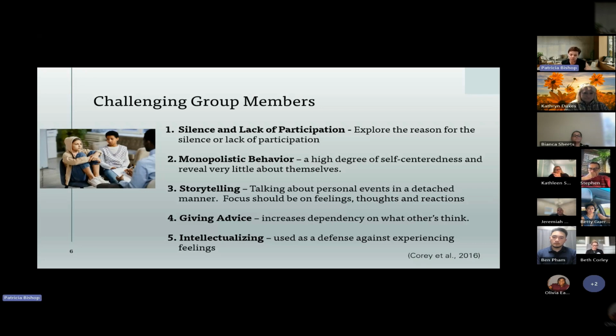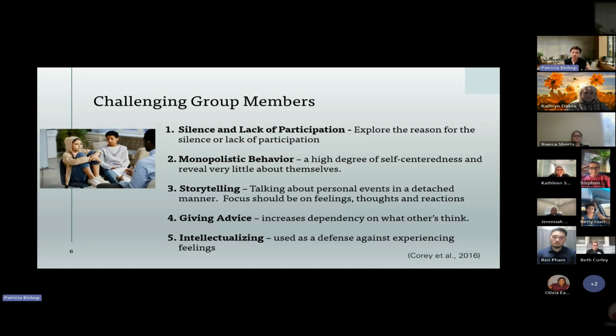You also have monopolistic behavior. And while at the beginning of the group, I know this has happened to me, where I'm just thankful that somebody's talking and it's not me. Like I appreciate the conversation that this person is having. However, that can't remain that way, right? And so you have to be able to encourage other people to speak. And that's where, again, you as the counselor and the group leader, you may have to use some of your blocking skills and some other techniques to curtail that behavior.